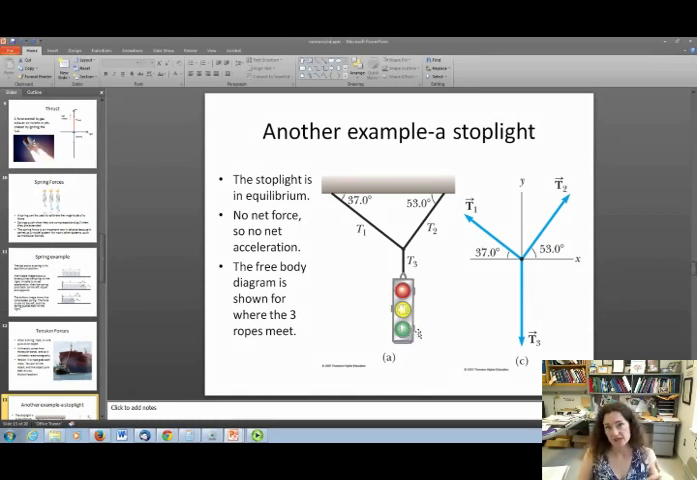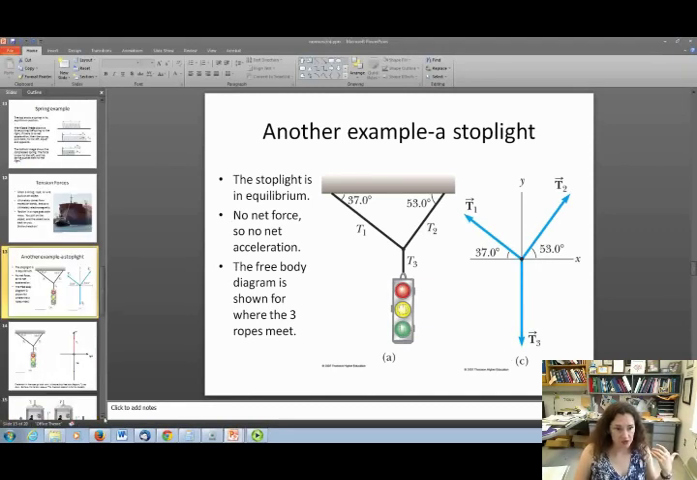I'm going to draw a free body diagram at the knot where the cables are connected, okay? So the tension in Cable 1 is pulling up and to the left. The tension in Cable 2 is pulling up and to the right. And the tension in Cable 3 is being pulled down by the weight of the stoplight, okay?